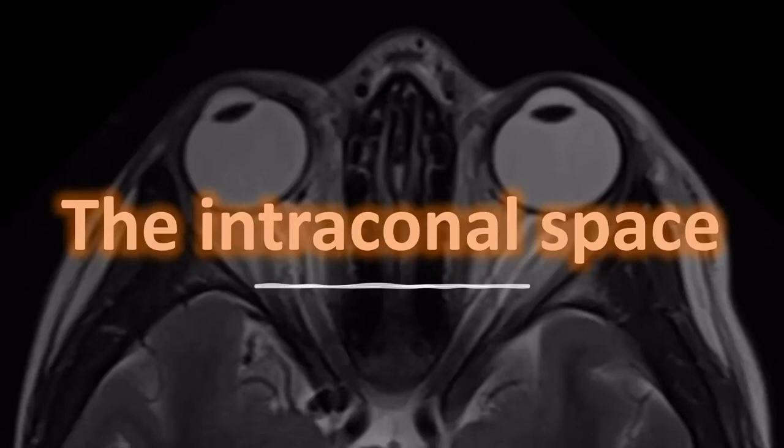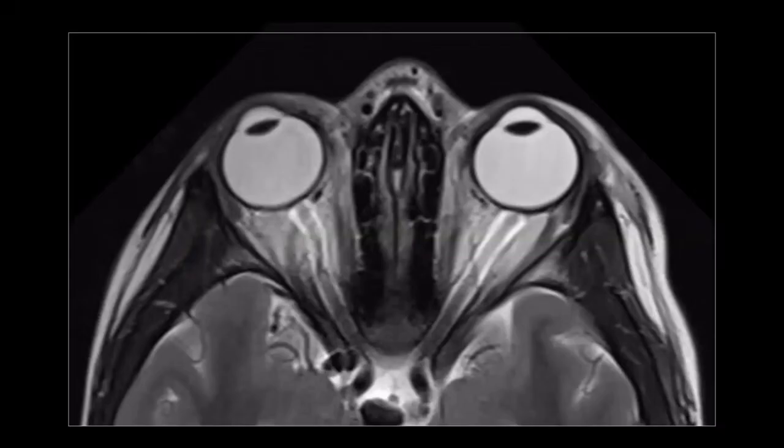Hello and welcome to another video on imaging of anatomy and pathology of the eye, orbits, and visual tracts. And in this video, we're going to talk about the intraconal space, the space in the orbits bordered by the extraocular muscles. And the most important structure in the intraconal space is the optic nerve. So a lot of this presentation will focus on optic nerve pathology.